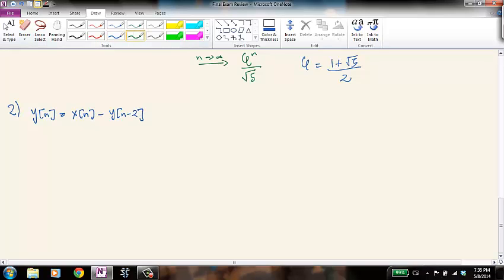I'm sorry? At rest? What do you mean at rest? There's no initial condition here. It's just a recursion. It's just a difference equation. There's no initial condition.